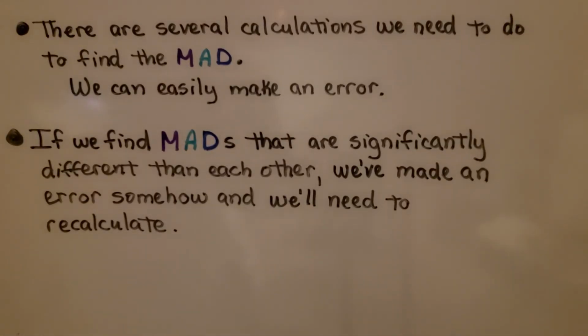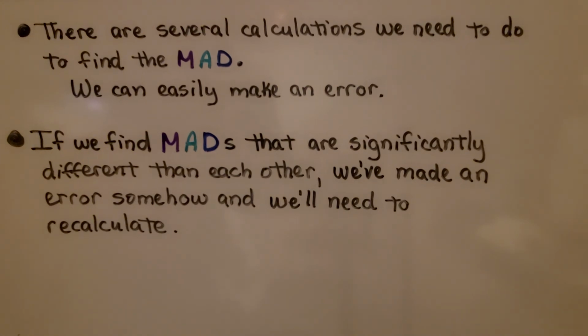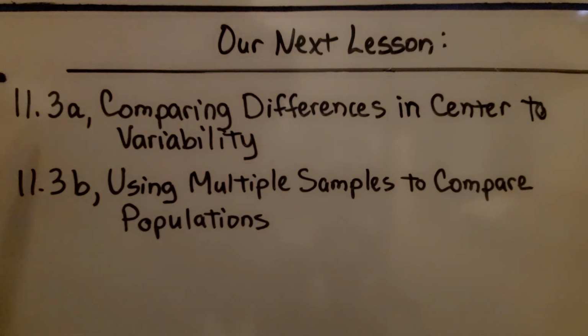There are several calculations we need to do to find the MAD, and we can easily make an error. If we find MADs that are significantly different than each other, we've made an error somehow and will need to recalculate. Okay, we're finished with the first part of the lesson. We're going to move on to the second part, using multiple samples to compare populations.